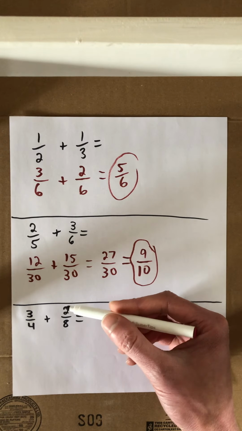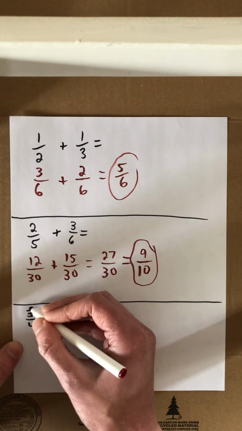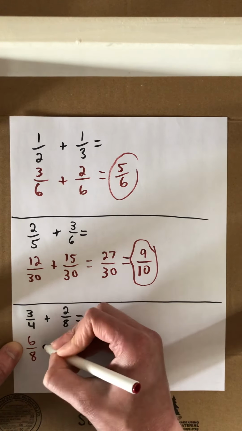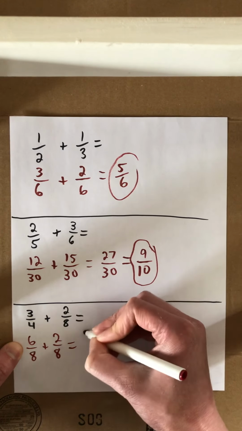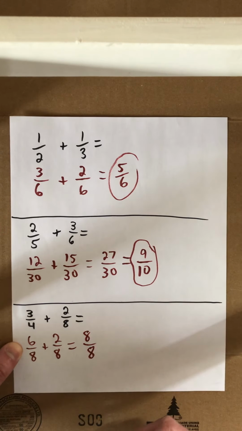So I'm going to take a look at this one here, and I multiply top and bottom by 2, so this one's going to be 6 out of 8, and this one, of course, stays as 2 out of 8, and the whole thing becomes 8 out of 8. Now 8 out of 8 is, of course, a whole.